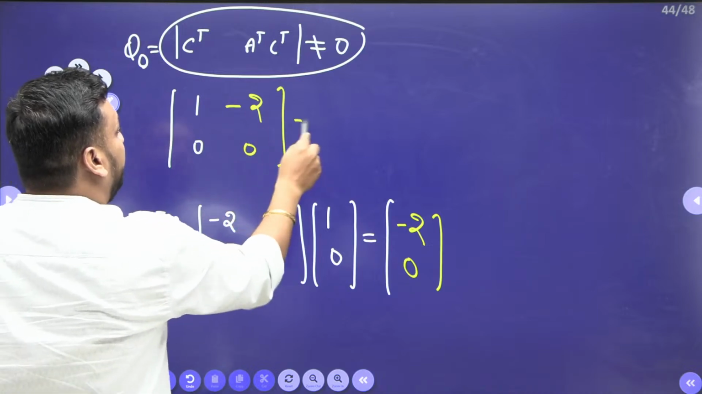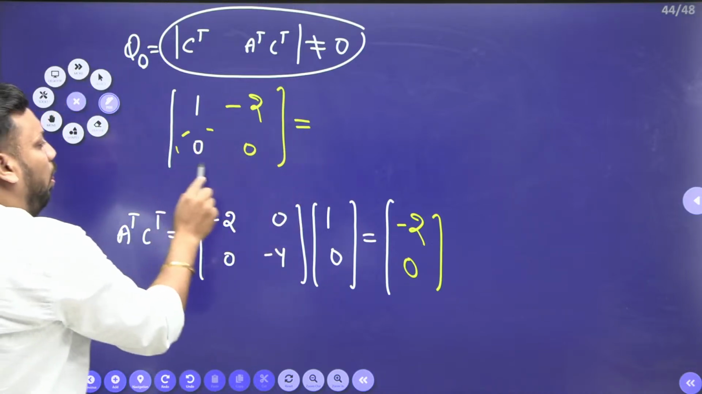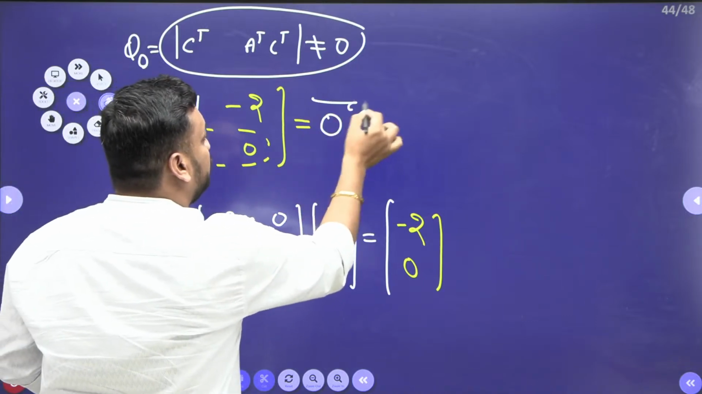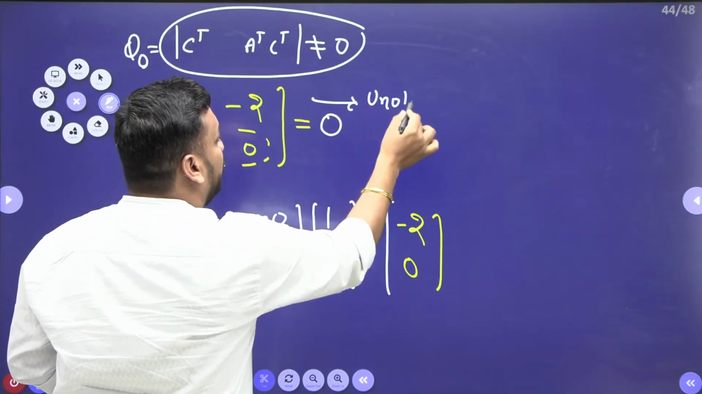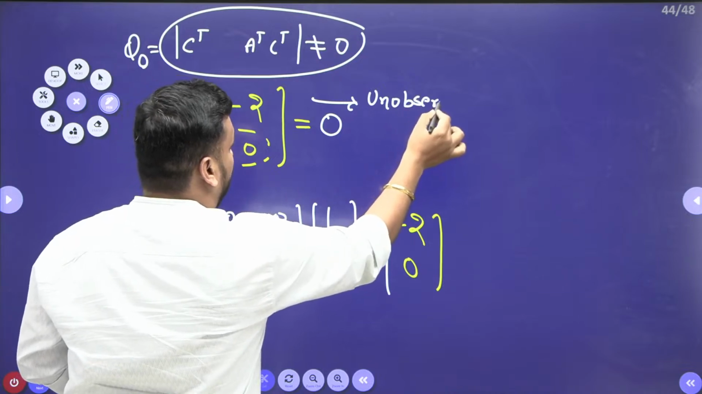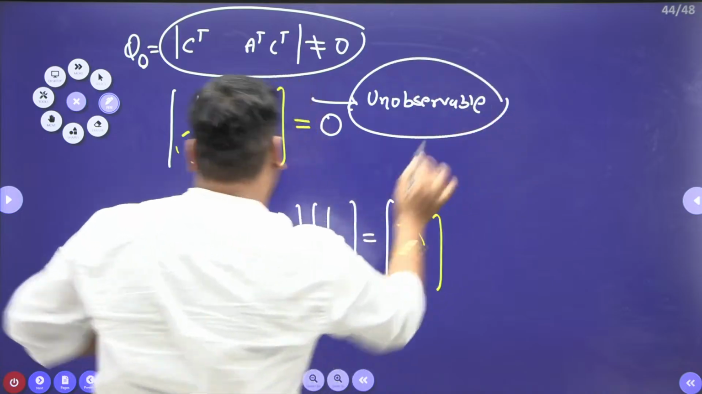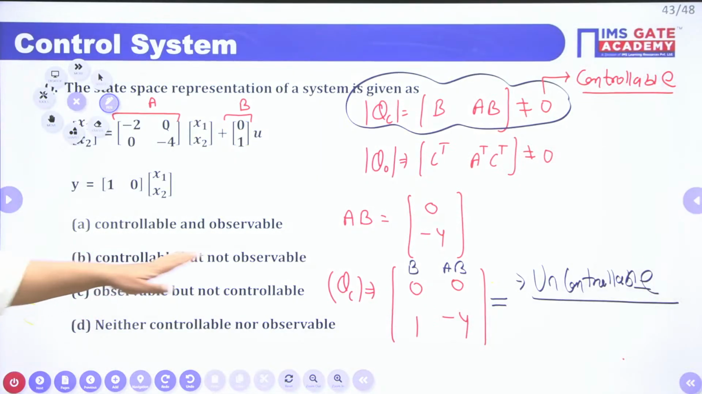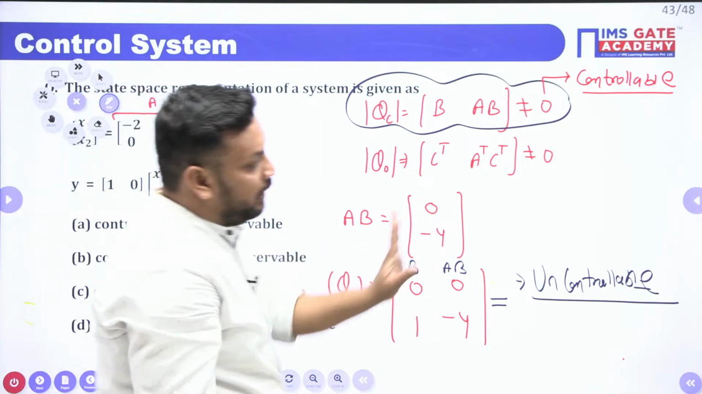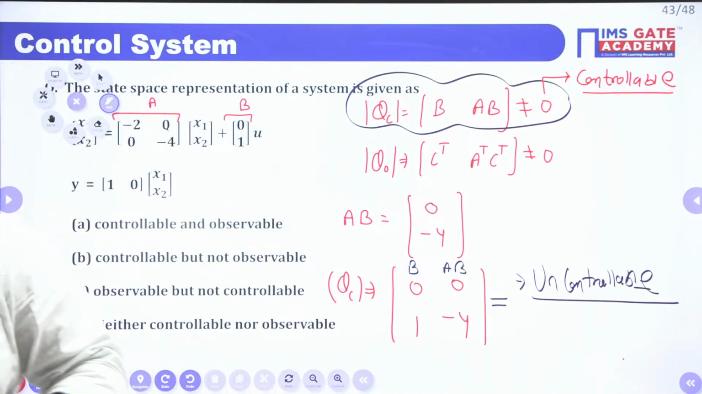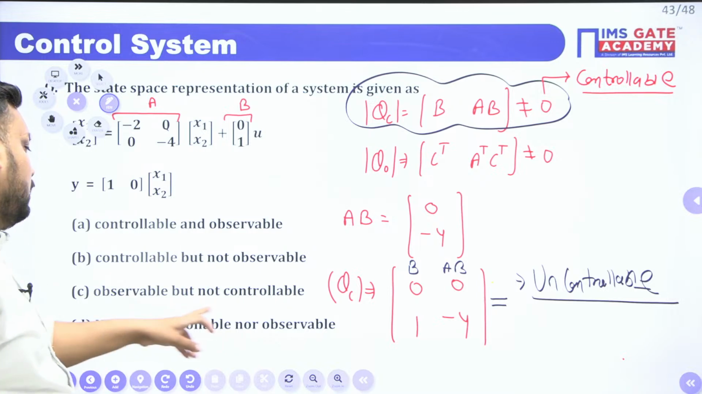Again here you will get a complete row of 0, so the determinant is 0, and because it is 0, it says unobservable. It is also known as unobservable. Now this is the conventional approach. As I told you, it will take 2 to 3 minutes. By doing this, you will take at least 2 to 3 minutes. The correct answer for this question is D, neither controllable nor observable.